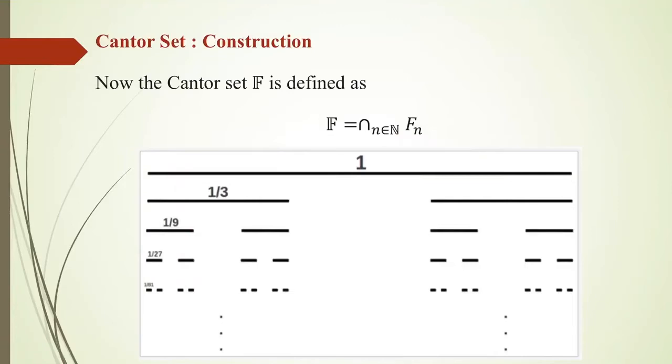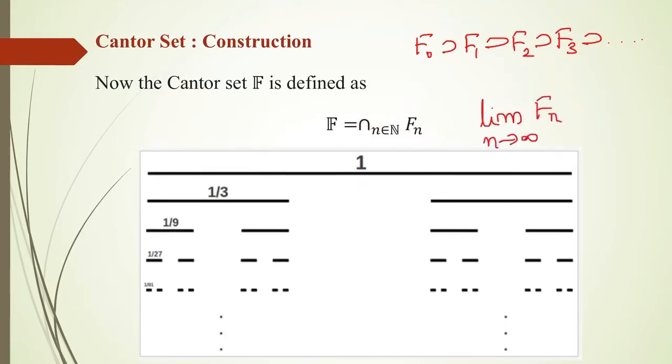Now we can note that F0 contains F1, which contains F2, which contains F3, and so on. So when we take the intersection of all these Fn's, we end up with something like the limit of Fn as n goes to infinity. Now we can see the beauty of the Cantor set by checking what properties the Cantor set has.